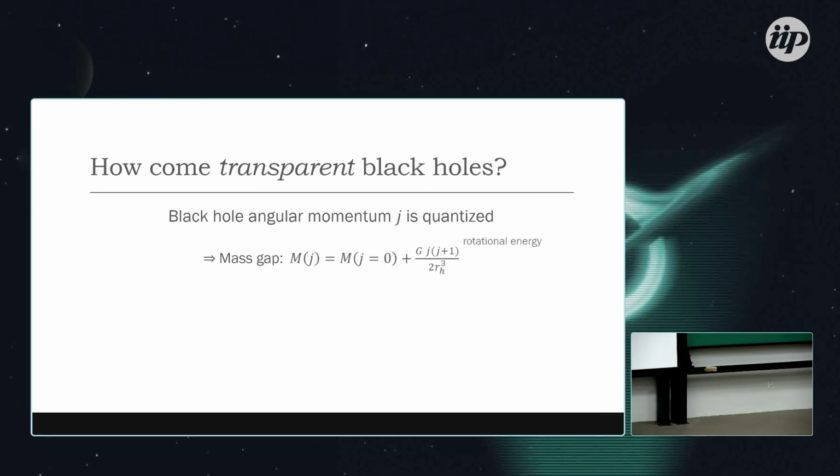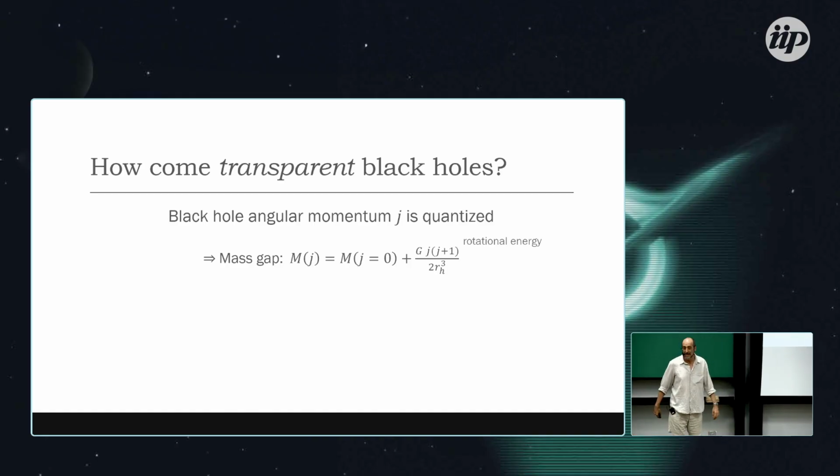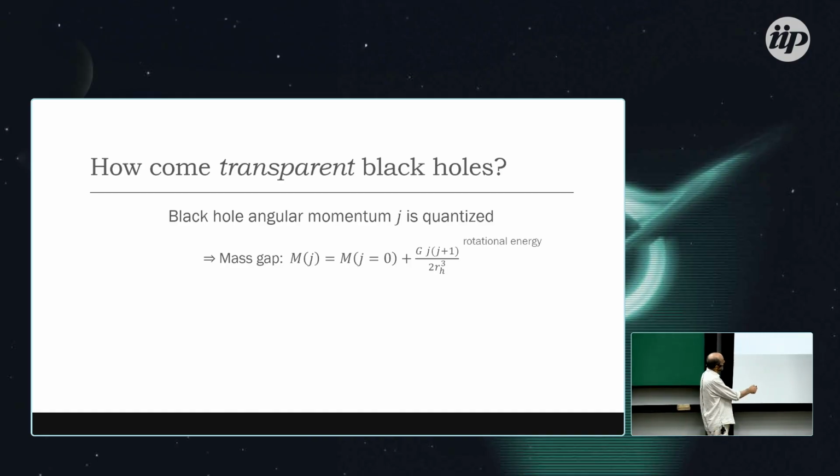Now, how come a black hole can be transparent? It's actually very simple. Gravitons and photons carry spin. So when your black hole absorbs a photon or a graviton, it's going to absorb some spin. And spin is quantized. We're in a regime where the quantization of spin becomes important. So you have a mass gap. You have the mass of your black hole with zero spin, the completely spinless black hole, and then you consider the mass of the black hole with a few units of spin, j units of spin. This black hole has more energy, rotational energy. Okay? So there's some rotational energy, and this energy is quantized.